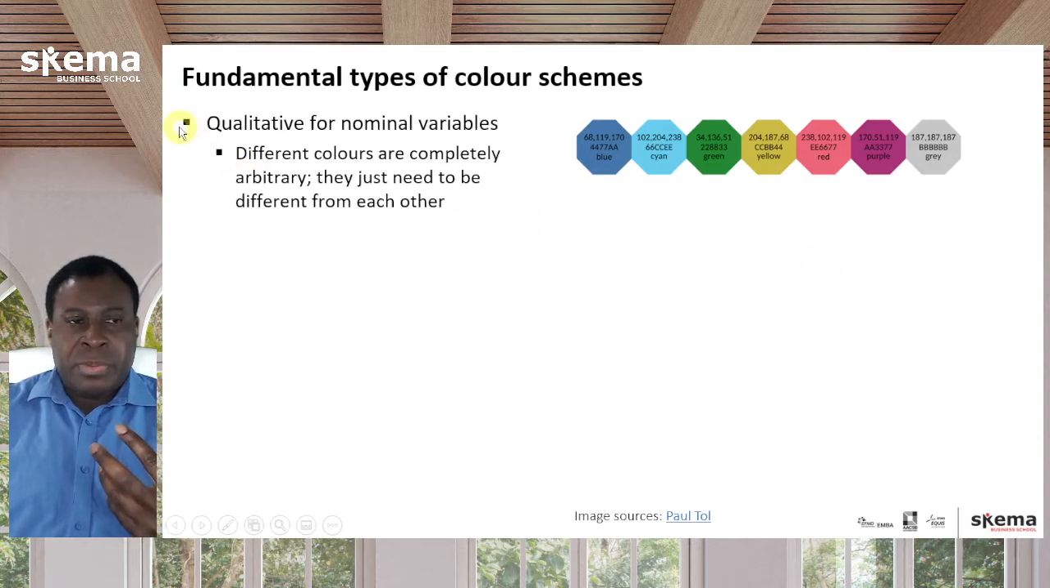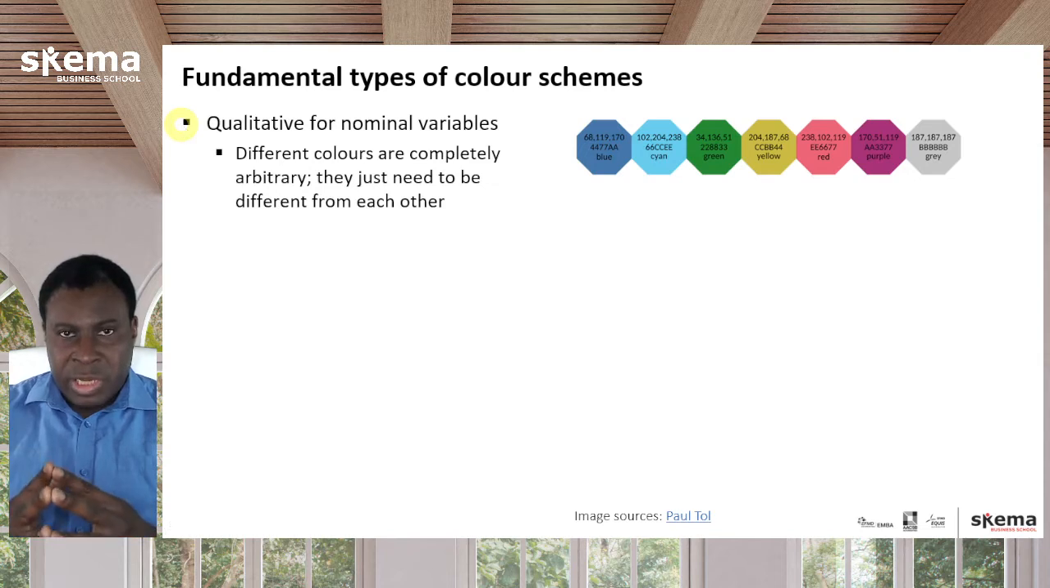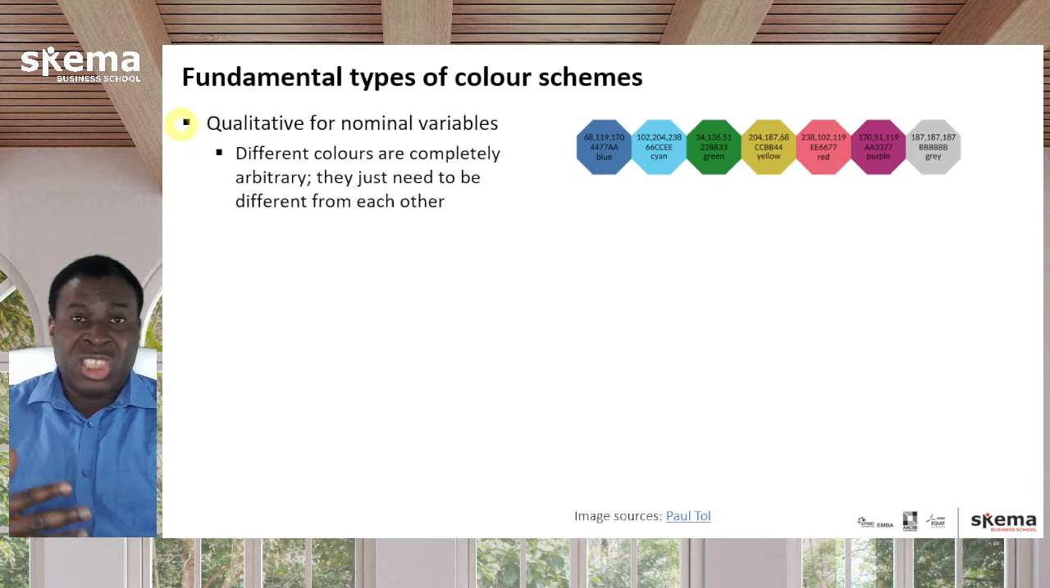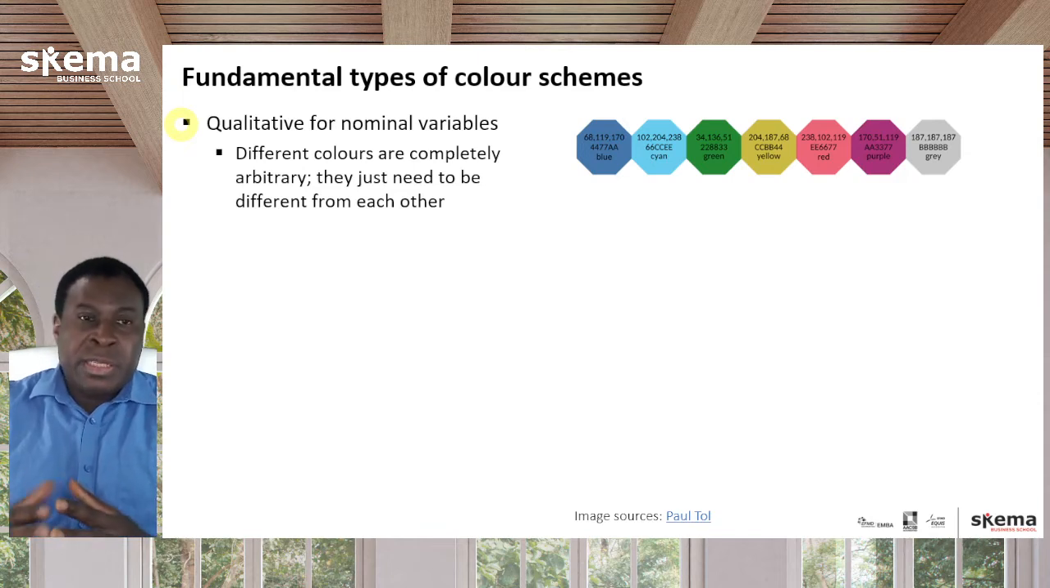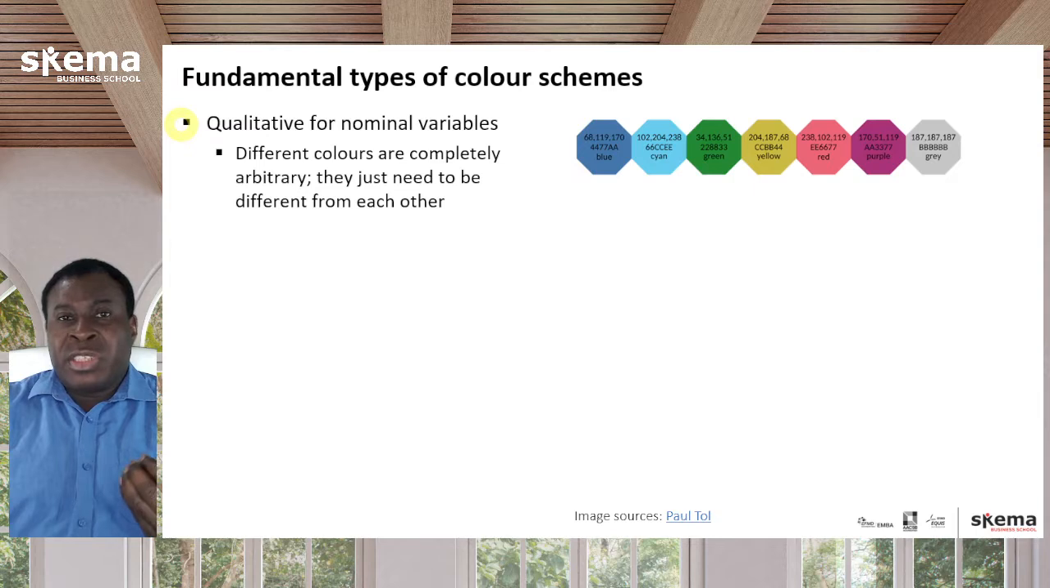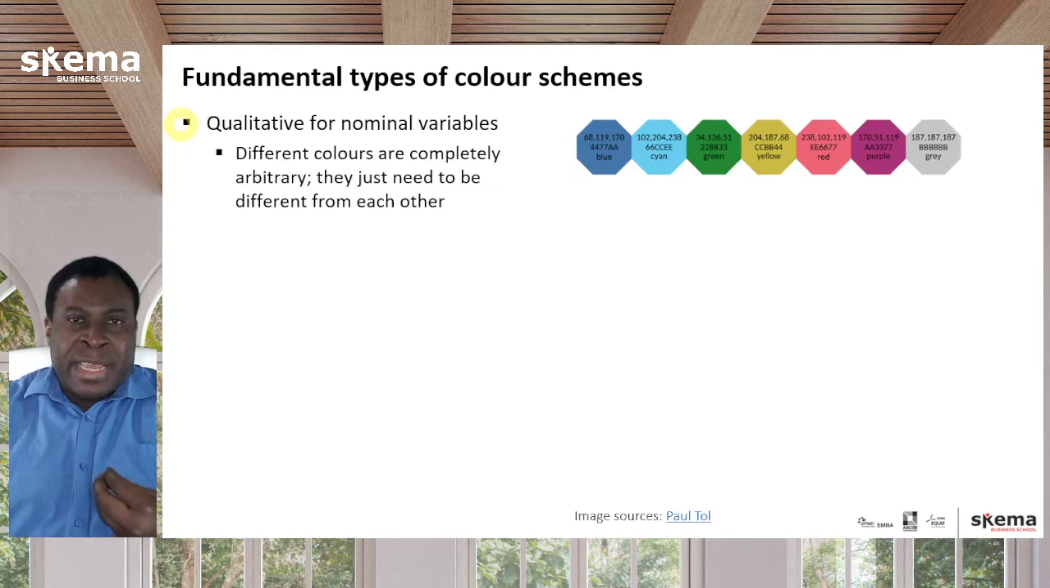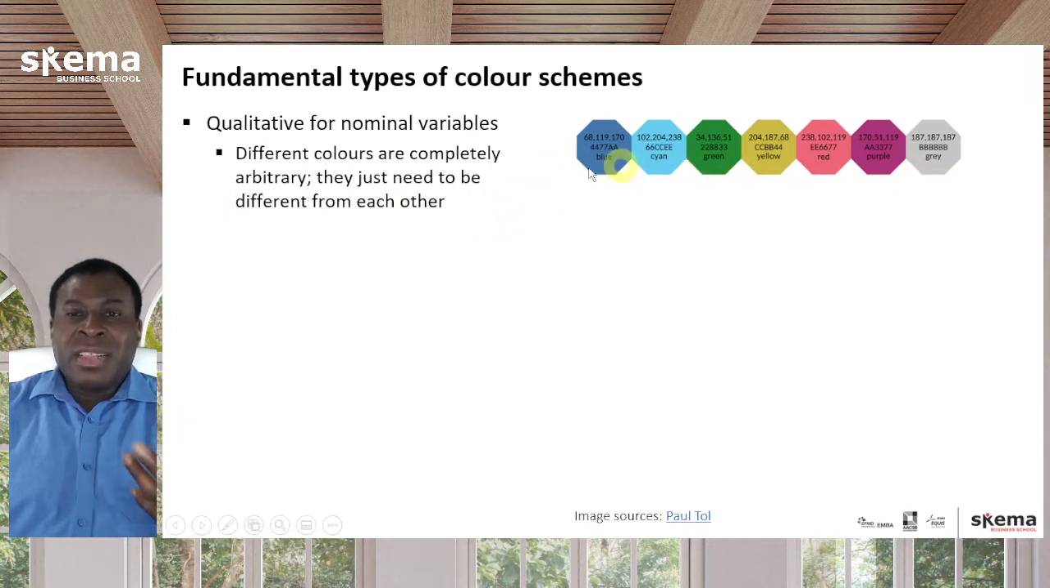The first common type is what is called a qualitative color scheme. And this is when you have nominal variables. Nominal variables are categories such as east, west, south, and north that don't have any numeric correspondence but have some meaning, like maybe various cities where your organization might be located. The only important thing is you want colors that differentiate them, that show different entities without representing any number. So the different colors are completely arbitrary. They just need to be different from each other. So you need to choose colors that are clearly different and cannot be easily confused.